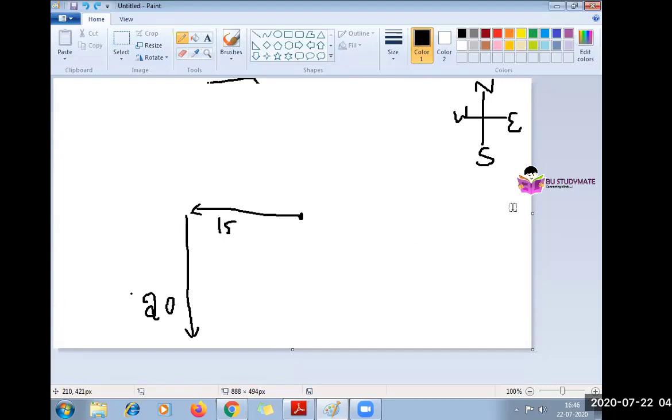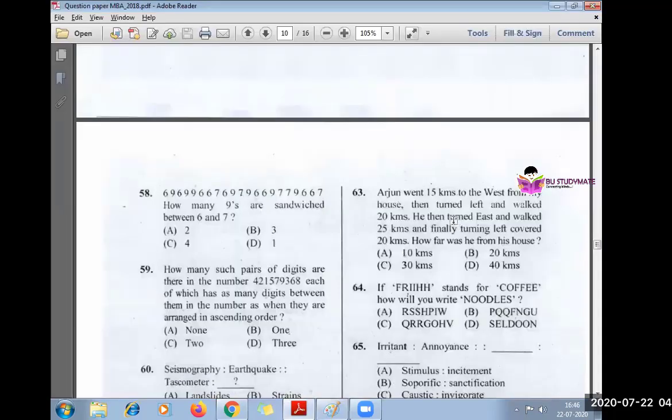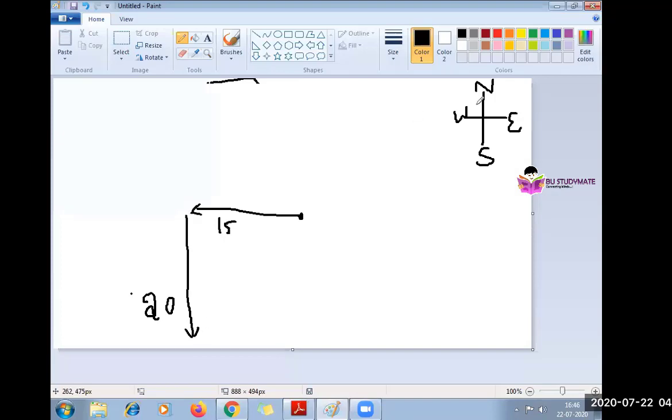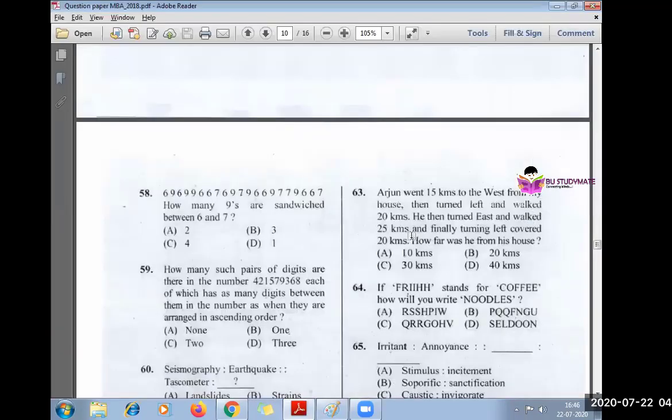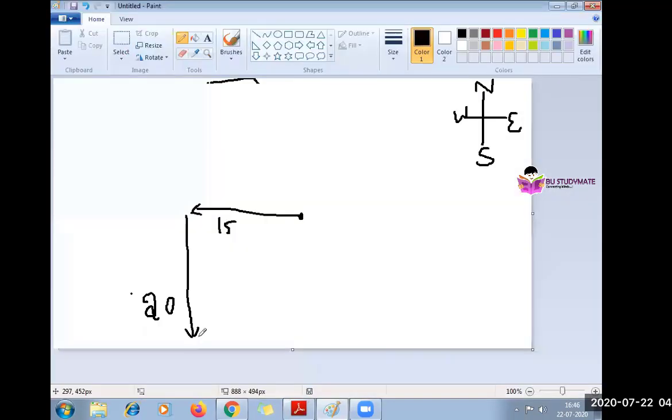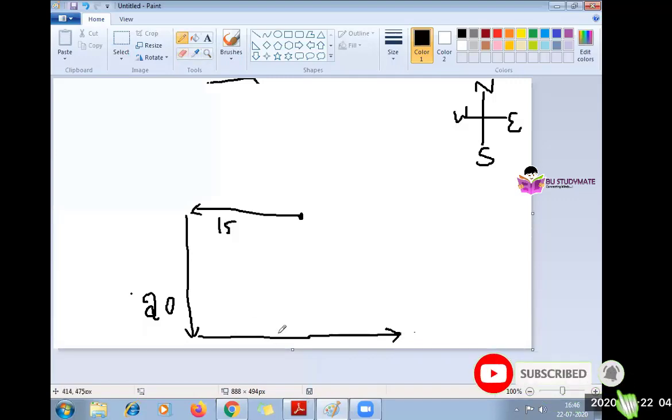Then he turned east. Observe this. He is standing here. He then turned east, means he should move in this direction now. He then turned east and walked 25 kilometers. So 25 kilometers means he will go here. From here to here means 15 kilometers covered. Again, he moved another 10 kilometers. Let's keep it at this point. So this is totally 25 kilometers. Or I can write it this way: 15, this is 10, so totally you will get 25 kilometers.